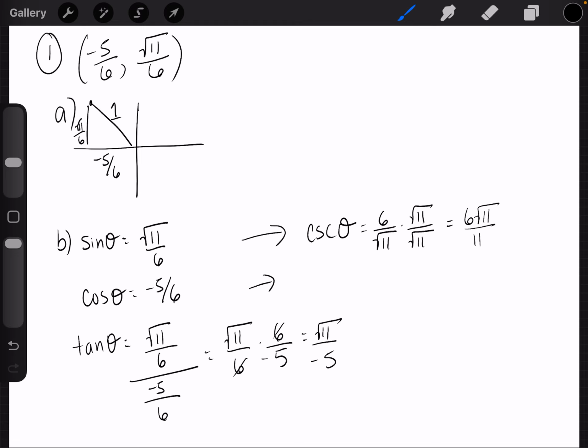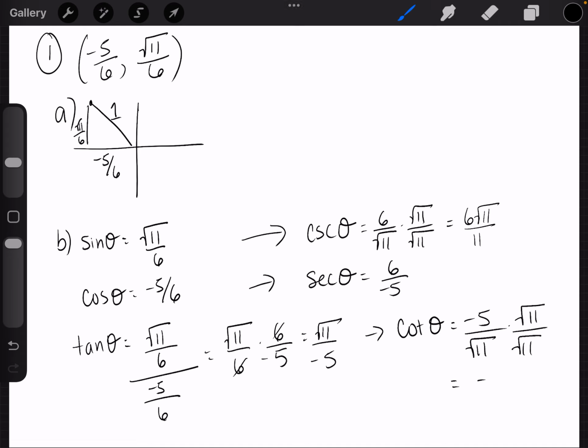Same thing, my cosine changes to a secant. I do the reciprocal, so it's 6 over negative 5. Doesn't matter where the negative is, not a big deal. And then tan changes to cotan: negative 5 over root 11. And I have to rationalize, times the top and bottom by root 11, which is negative 5 root 11 over 11.